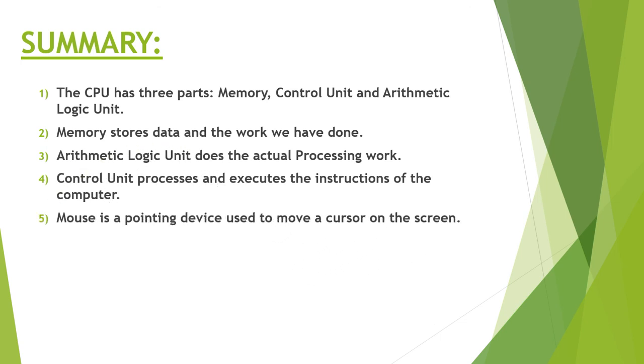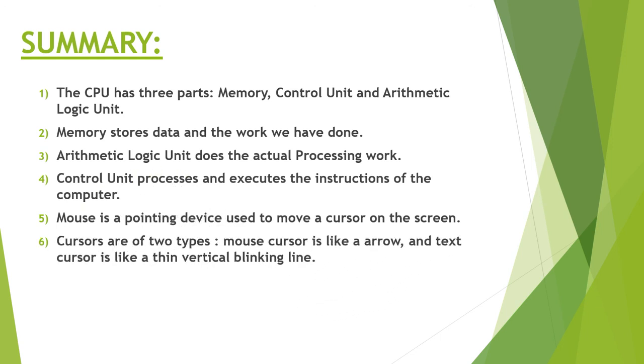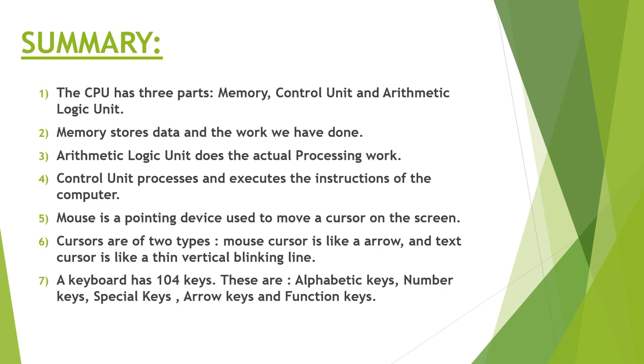Mouse is a pointing device used to move a cursor on the screen. Cursor are of two types. Mouse cursor is like an arrow and text cursor is like a thin vertical blinking line. A keyboard has 104 keys. These are alphabet keys, number keys, special keys, arrow keys and function keys.